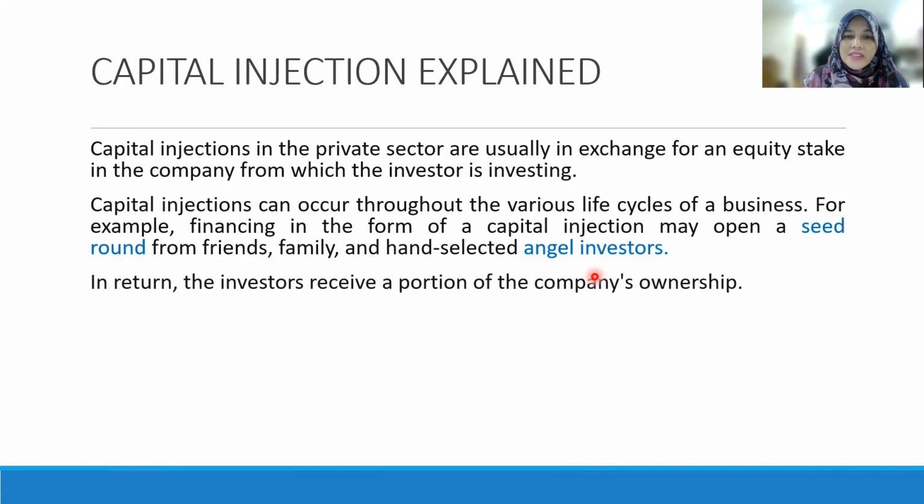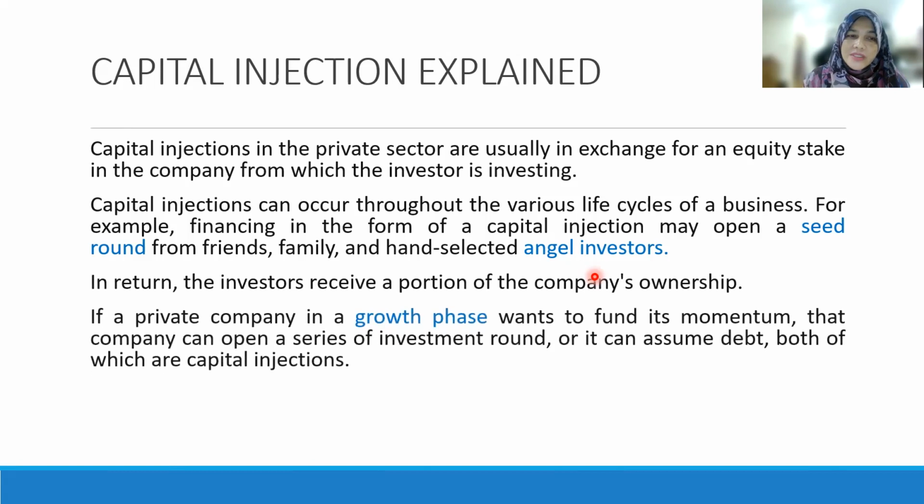In return, the investor receives a portion of the company ownership. So all these investors will be the owners or the shareholders. Sometimes when the private company is in a growth phase, an expanding phase, they want to fund their momentum of growth. Then the company can open a series of investment rounds, or it can assume debt, both of which are capital injection. So when they want to grow further, sometimes they will issue new shares so that new investors can come in and buy the shares, or sometimes they can also get it from debt.